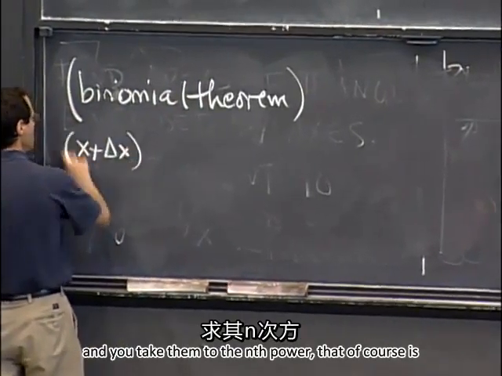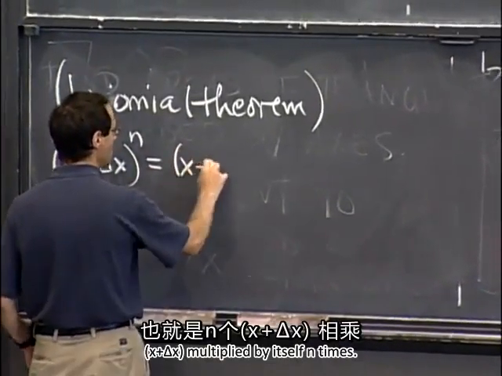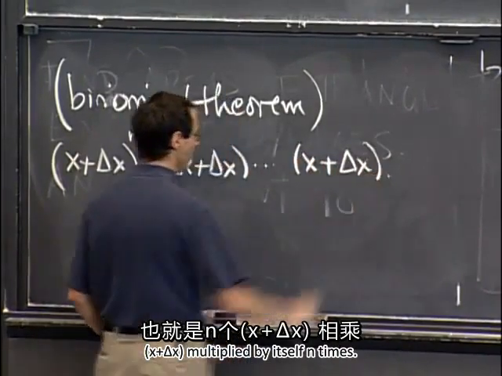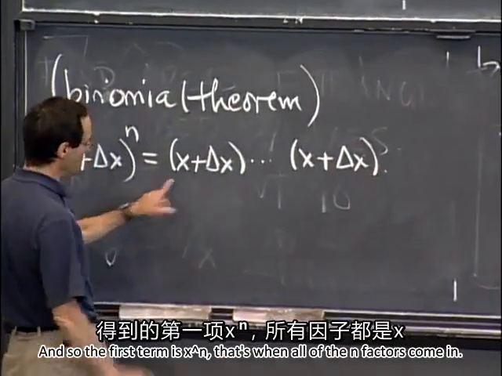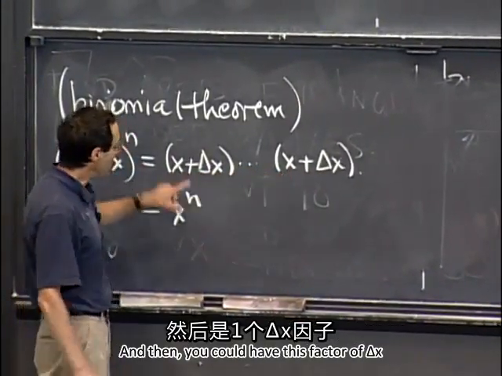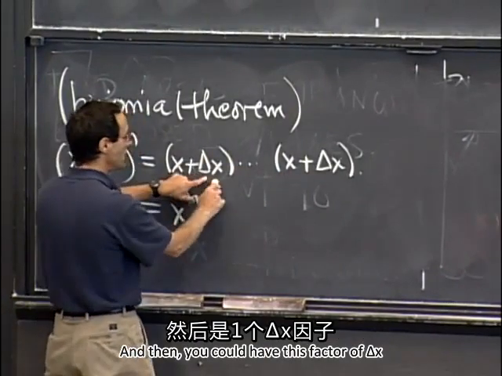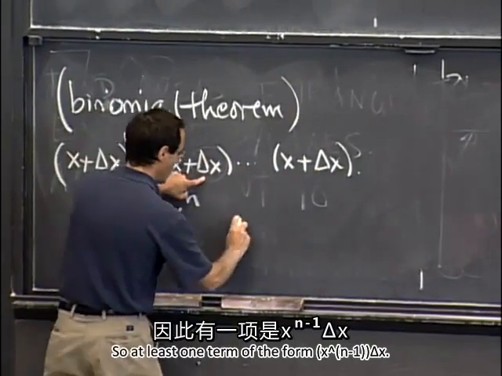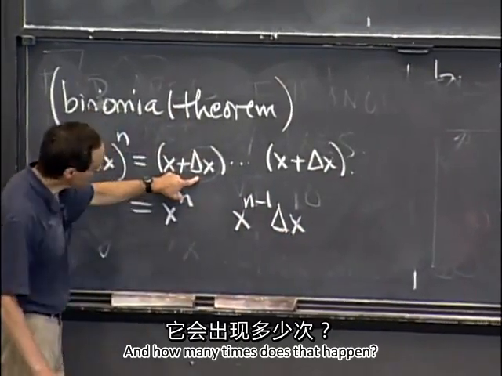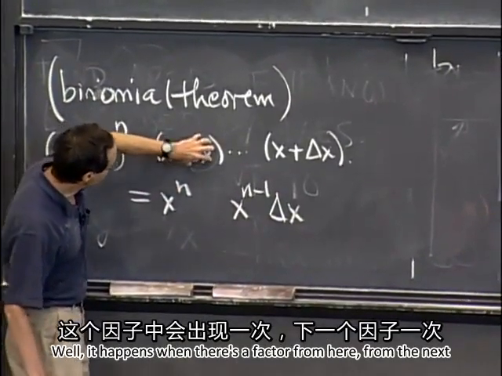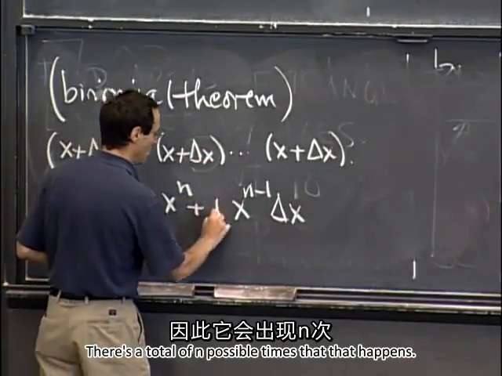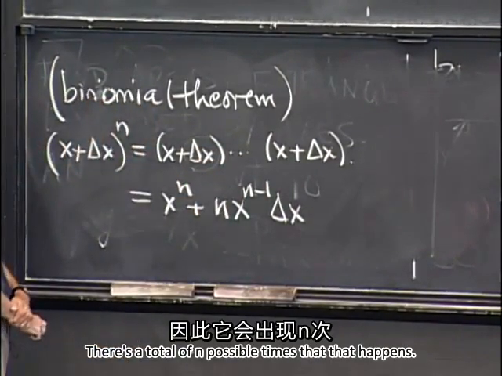the sum of two guys and you take them to the nth power, that of course is x plus delta x multiplied by itself n times. And so the first term is x to the n. That's when all of the n factors come in. And then you could have this factor of delta x and all the rest x's. So at least one term of the form x to the n minus 1 times delta x. And how many times does that happen? Well, it happens when there's a factor from here, from the next factor, and so on and so on. There's a total of n possible times that happens.